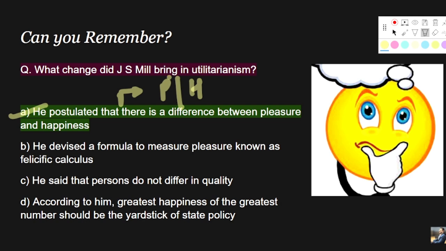He said that pleasure is more sensual, pleasure is more limited, but happiness is something which a progressive human being always aspires for. That is the more eternal, more essential in nature, right? That is why Mill is thought to be one of the greatest liberals in the history of mankind.